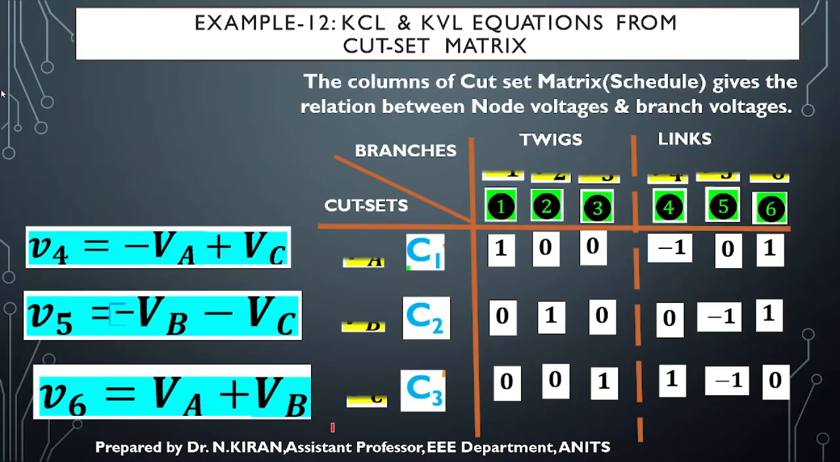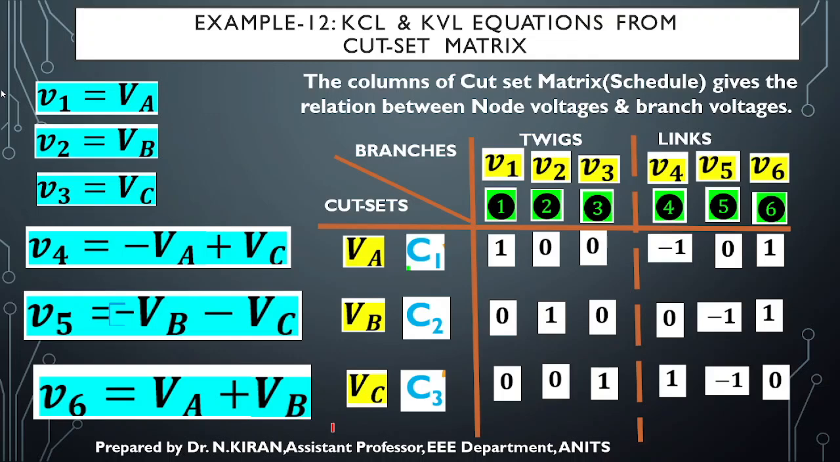If I consider the columns, they will give me the relation between node voltages and branch voltages. As you have seen previously, we used branch currents in the cut set and tie set matrix. Here I am considering branch voltages and node voltages. Here capital VA, VB, VC are node voltages, and V1, V2, V3 till V6 are branch voltages. Depending upon the entries of the cut set matrix, we can write the equations. Taking the first column, I have only +1 near VA, so V1 is equal to VA. The second column gives V2 is equal to VB.